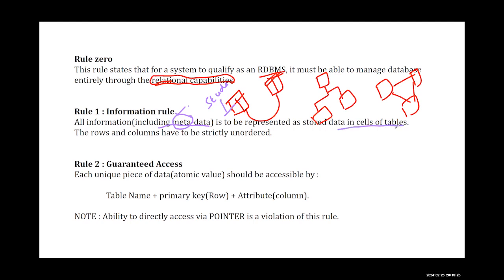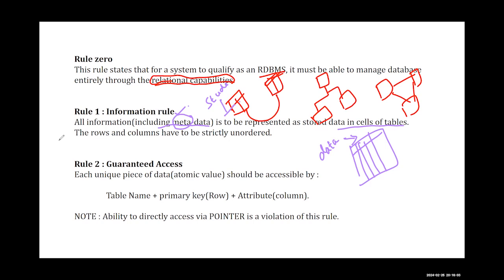The rows and columns have to be strictly unordered, which means all the data should be maintained in a tabular form with columns as well as rows. So whatever data is there has to be in row and column form, and there need not be any order. Data can be stored in any order, that is, your columns need not be in any order, your rows need not be in any order, but data has to be stored in a tabular format. That is rule 1, which is your information rule.